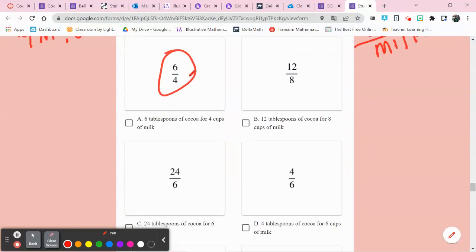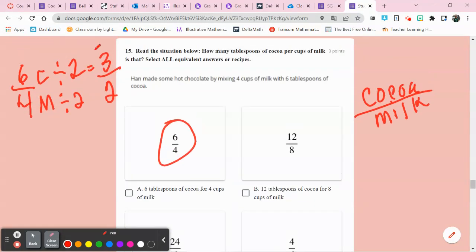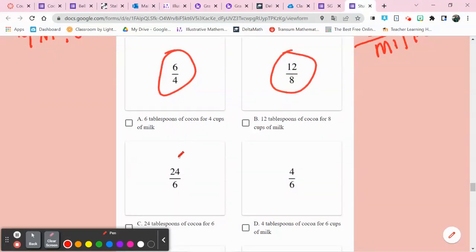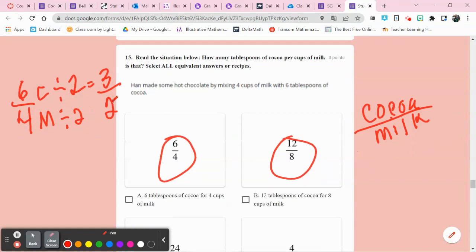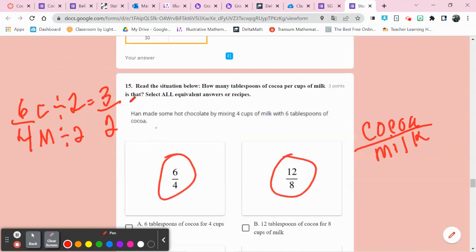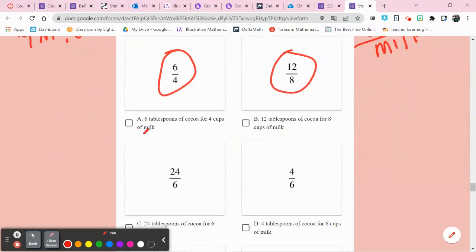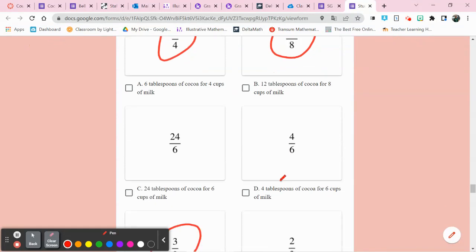And now I'm going to check any more I have. So to see if 12 and 8 works, if I multiply 3 by 4, I get 12. If I multiply 2 by 4, I get 8. That's a proportional or equivalent recipe. This one's 24 over 6. So if I multiply 3 times 8, I get 24. But 2 times 8 is 16. So that's a nope. 4 over 6 is not correct. Remember, the 6 went over the 4.